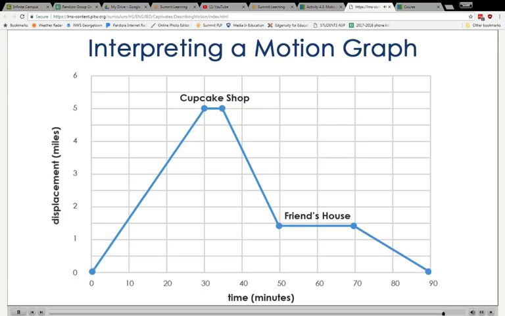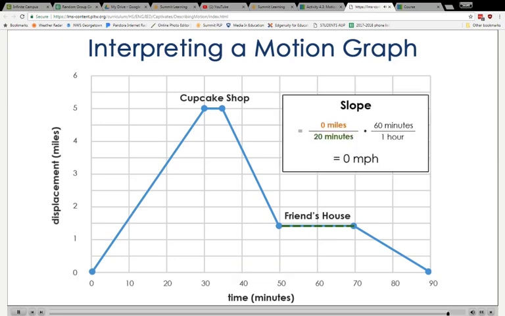Look at the motion graph for the segment of the trip during which you were visiting your friend. What is the slope here? The slope is 0 here. The rise is 0, therefore the slope is 0. So your speed is 0. No big surprise.